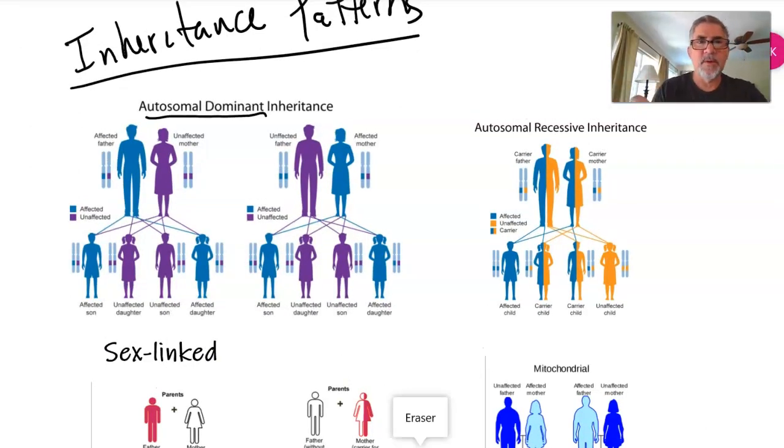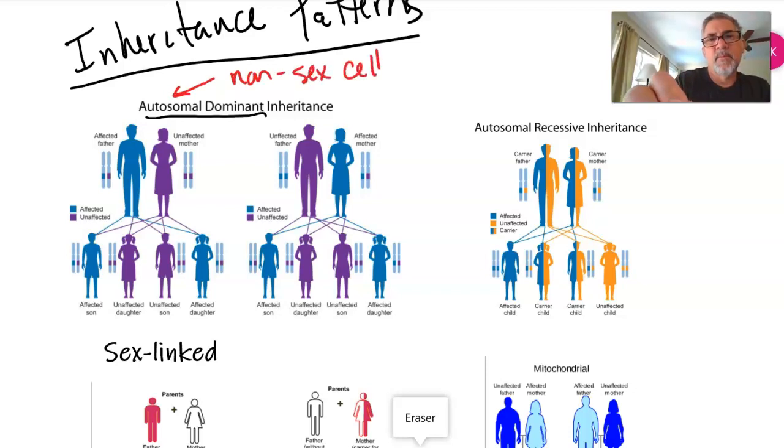Okay, hopefully that's better. So remember that autosomal means non-sex cell, right? So autosomal dominant says if mother has a dominant allele, remember we have 2 alleles for each.